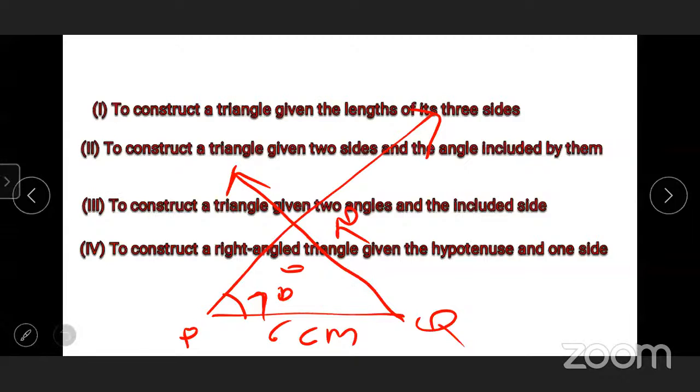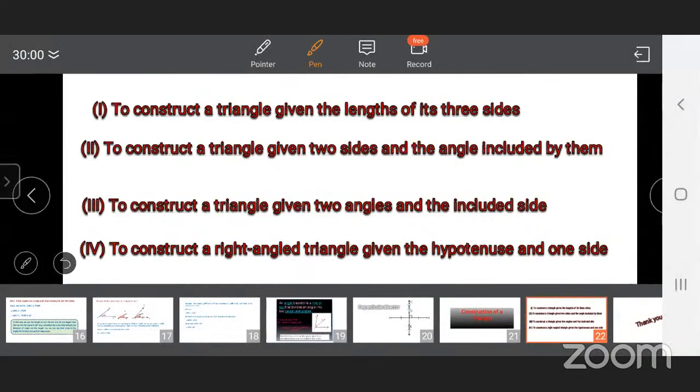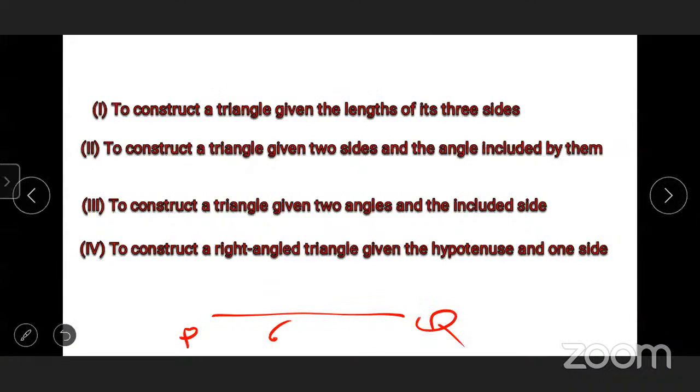And the last type of triangle construction is to construct a right angle triangle when given a hypotenuse and one side. In that triangle, we take the base as the smaller side, because the hypotenuse is longer. Because of that, we take the base as the smaller side given in the question.